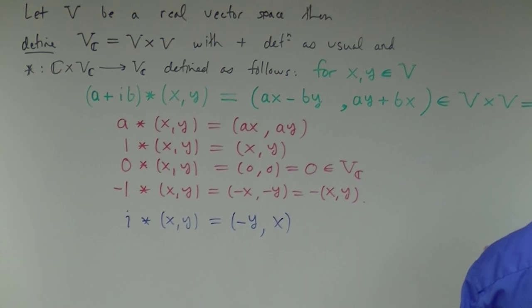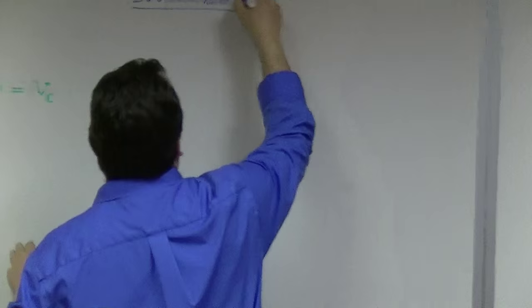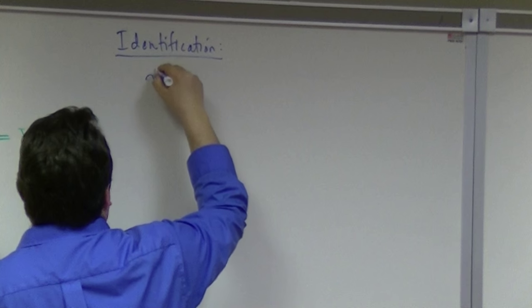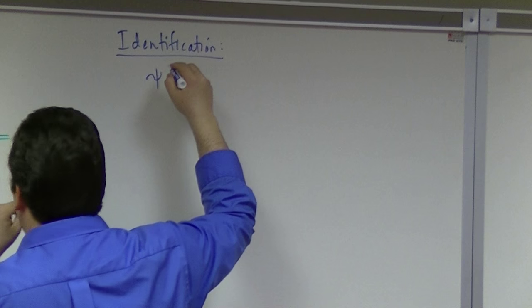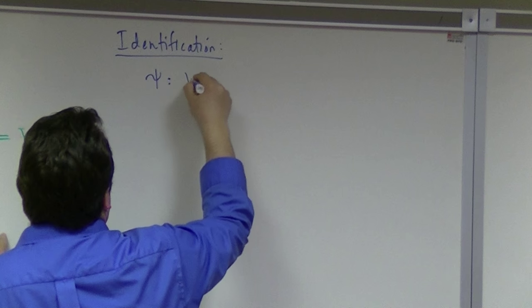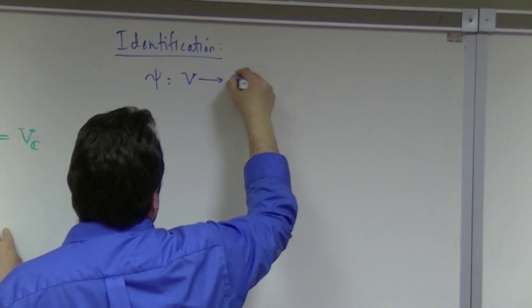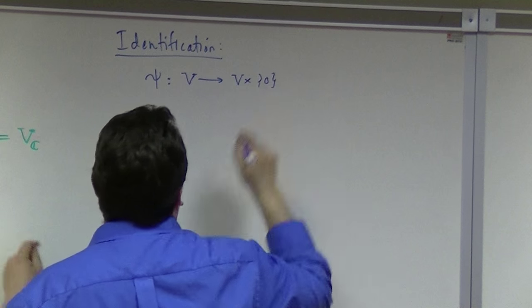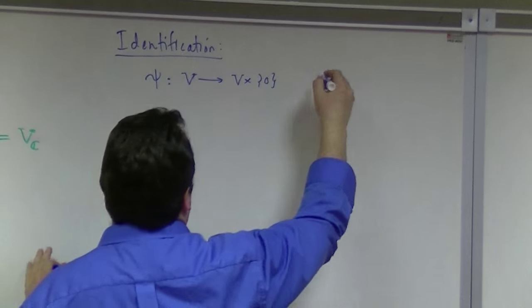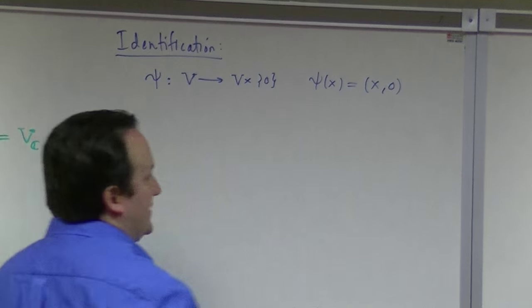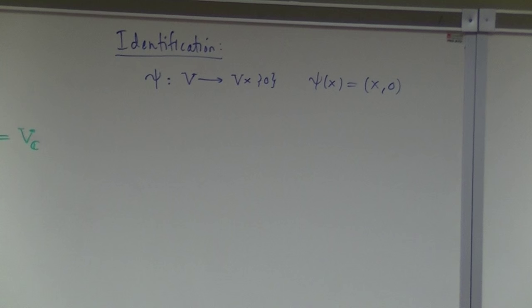So an identification, guys, when people start talking about identifying things, what they're really saying is that they're going to hide an isomorphism. There's an isomorphism psi, and the psi isomorphism I'm thinking of is, say, V going to V cross the zero vector space. It's not hard to see that the isomorphism would be defined by psi of x equals x comma zero. That is definitely injective, and it's definitely surjective onto the space I claim it is. So it is in fact an isomorphism.